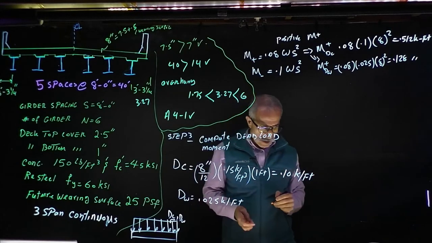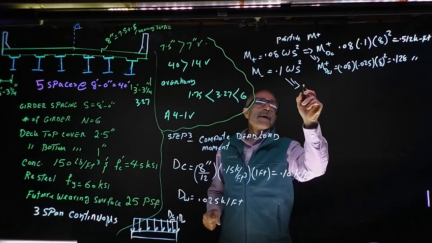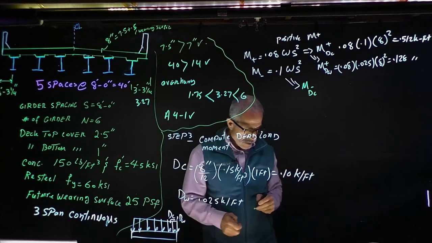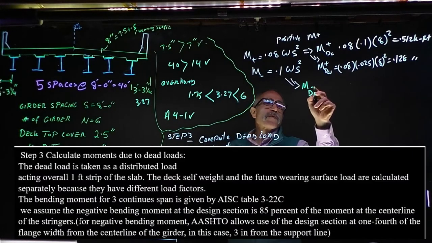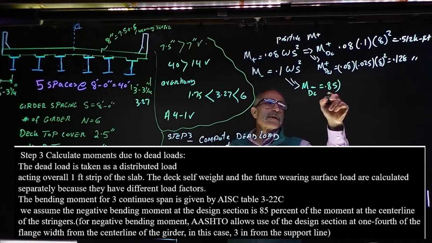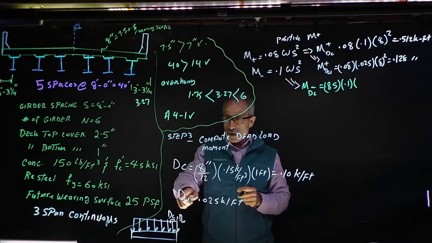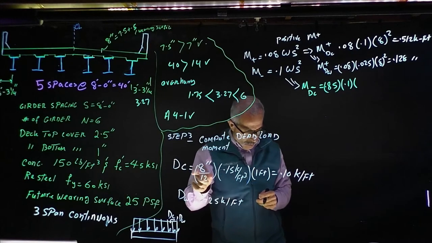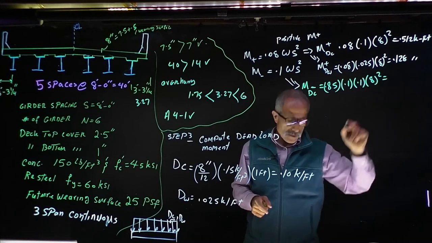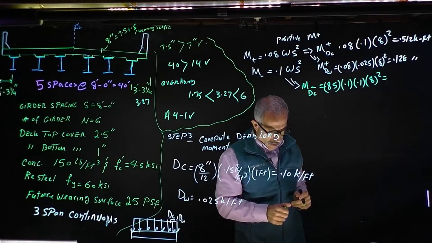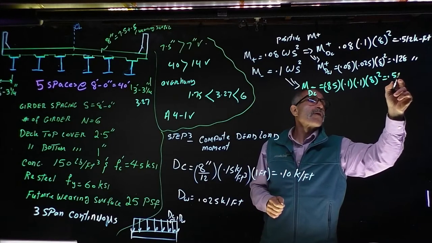Okay, so now we've got to calculate the negative moment, and from here I'll use a different color. My MDC negative, we're going to use about 85% of the value. So I'm going to have equal, and the minus equal, this is 85%, and then 0.1 multiplied by W L, which came out to 0.1 times 8 squared. That's correct. And that's going to come out to 0.544 kip-foot.